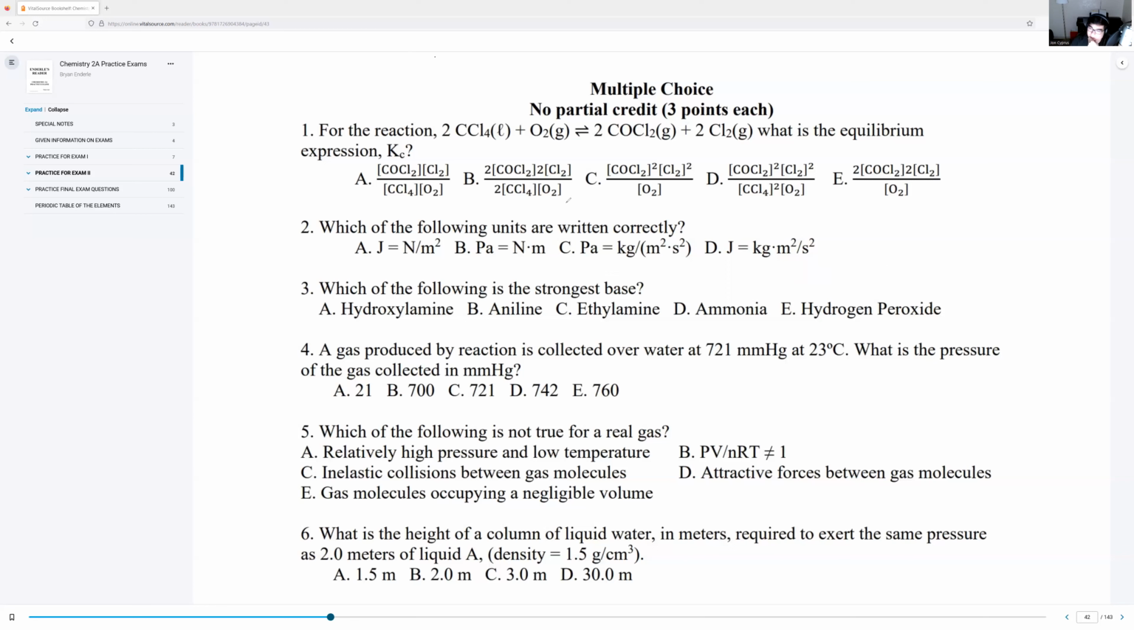Ammonium is NH4 plus, so this cannot act as a base because nitrogen can't have 5 bonds, can't gain another hydrogen. Ethylamine has this NH2 like that. Aniline is going to look like this. And hydroxylamine is going to look like that. So which one of these are the strongest? Well, I'm going to tell you the answer and I'll tell you why after, but it's going to be ethylamine. So in B, nitrogen has this lone pair.